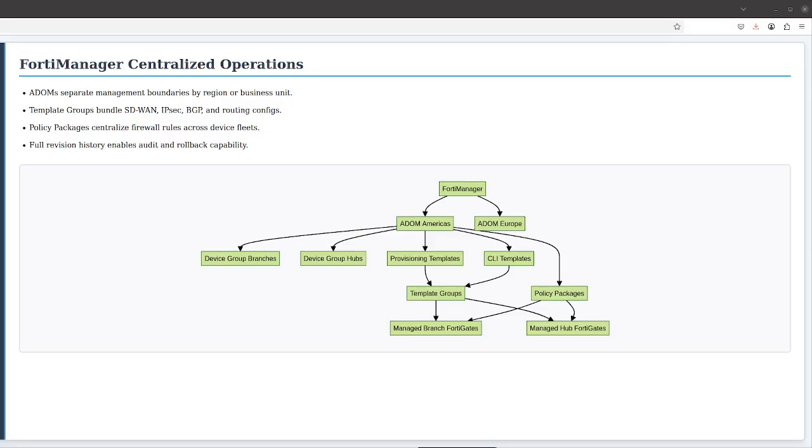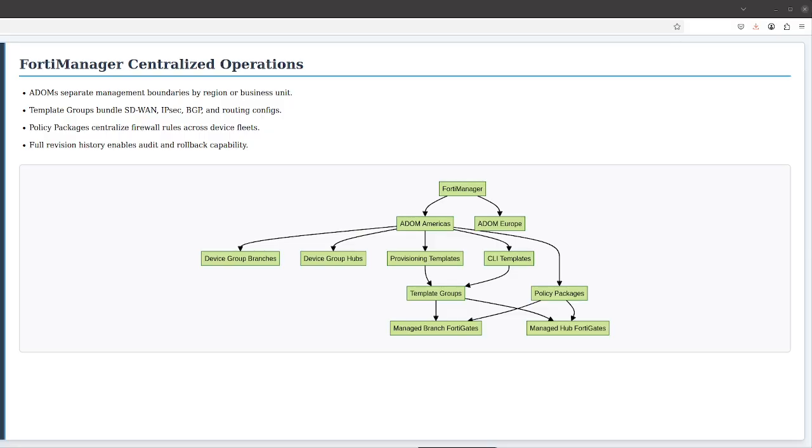The workflow for adding a new branch office becomes dramatically simpler at scale. Instead of handwriting command line interface for every new device, you define variables like branch ID, BGP AS, local subnet, and target hubs for the new site. You apply the relevant template group to that device entry in FortiManager. FortiManager generates the full configuration including Phase 1, Phase 2, SD-WAN, BGP, and policies. You install the generated configuration to the device with a single action.